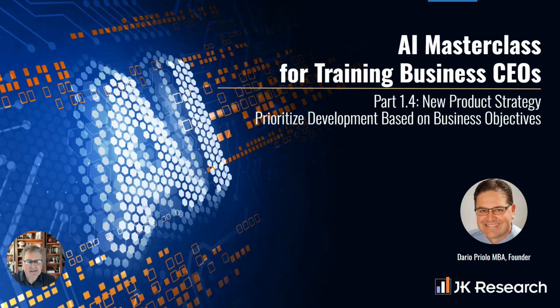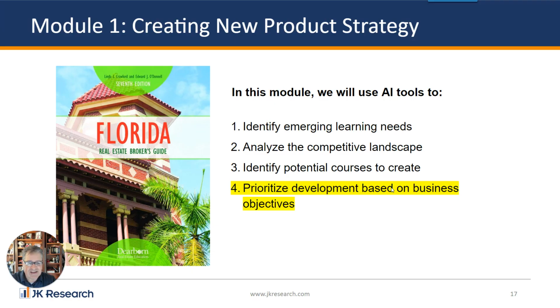Hey everybody, welcome back to the AI Masterclass for Training Business CEOs. This is part 1.4, New Product Strategy. This is on prioritizing development based on business objectives. So this is like the capstone here.